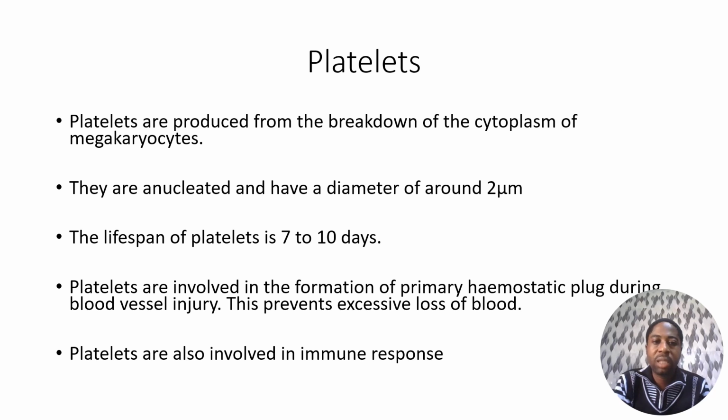So let's discuss platelets. Platelets are not complete cells. They are fragments of cells, and they are produced when a very big cell called megakaryocyte breaks down. So when the cytoplasm of the megakaryocyte breaks down, we get platelets.